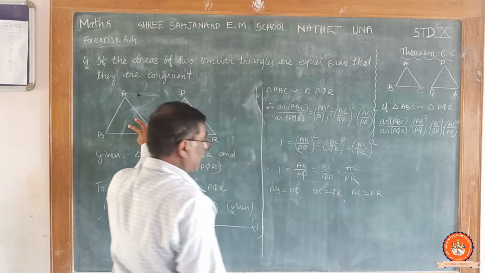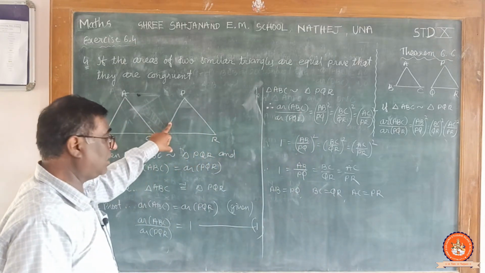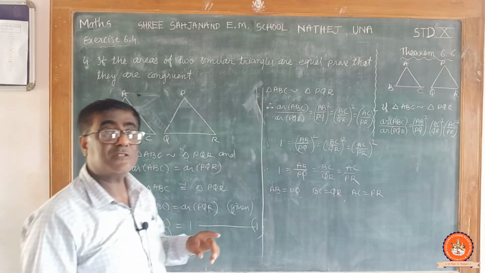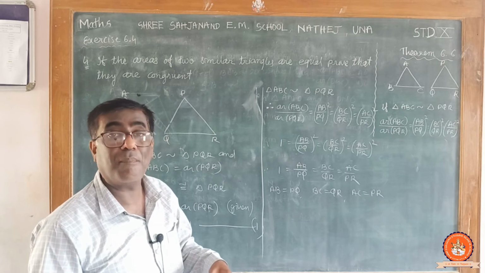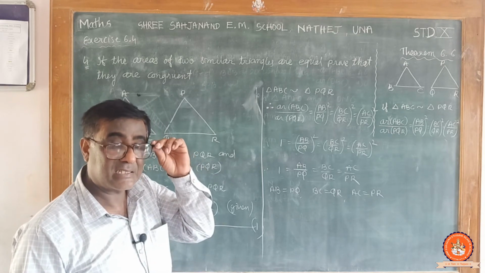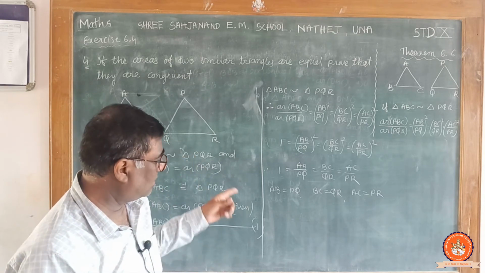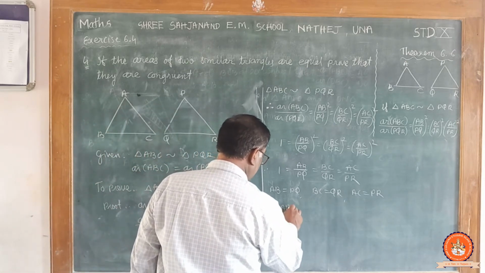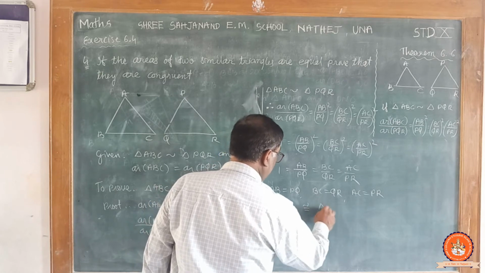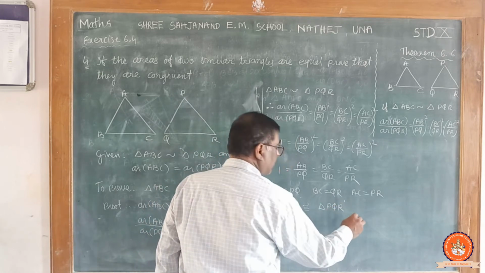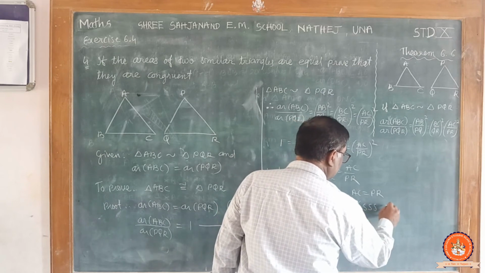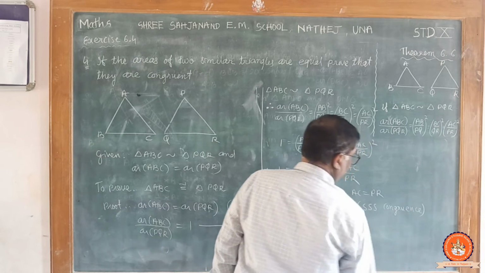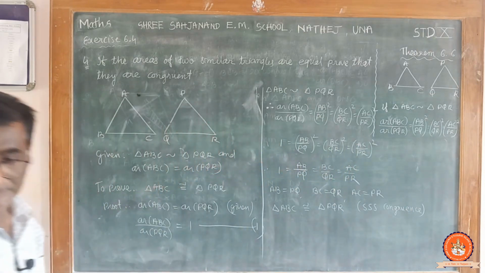Now in these two triangles, AB is equal to PQ, BC is equal to QR, and AC is equal to PR. So as per SSS criterion of congruence, these two triangles are congruent. So triangle ABC is congruent to triangle PQR as per SSS congruence. Okay, very good.